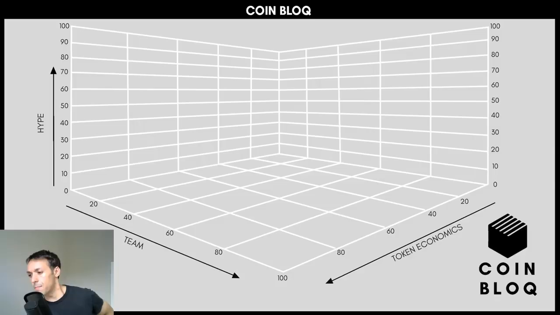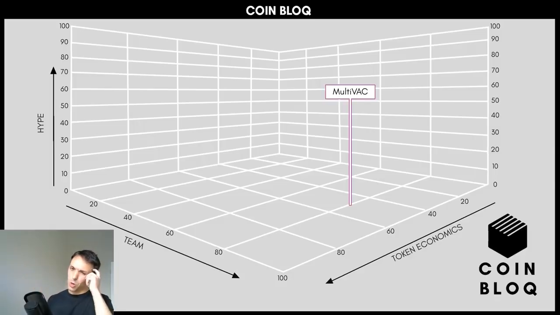We're going to be looking at MultiVAC. So, what is MultiVAC? What are they all about? And why should you care? Well, MultiVAC wants to use sharding technology to create a high throughput public blockchain for decentralized applications with a focus on computation, storage, and transmission speeds.